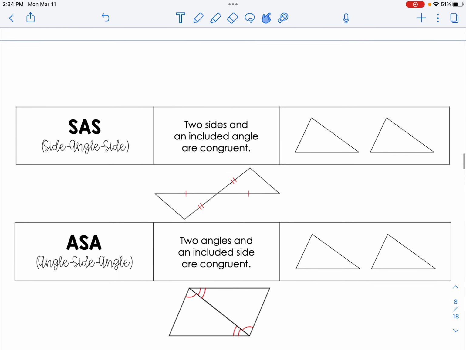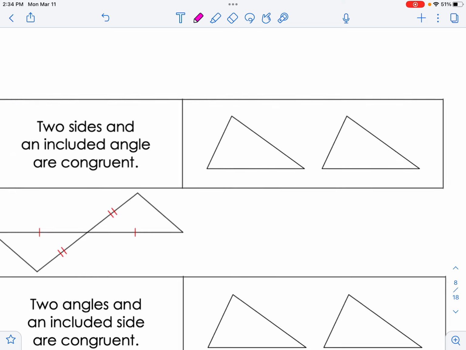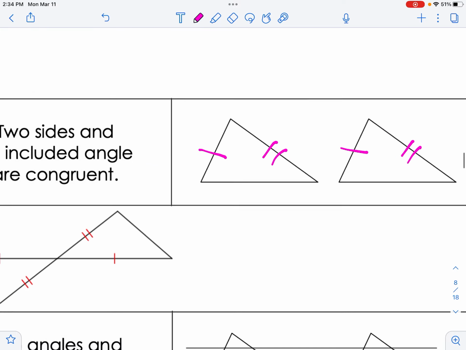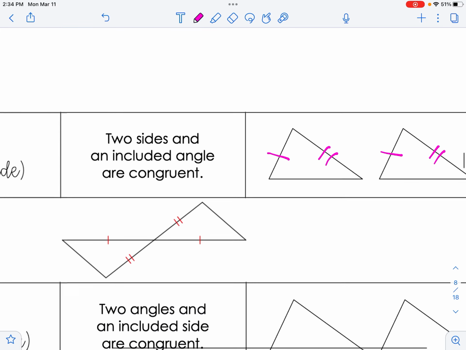The next is side, angle, side. So this says two sides and an included angle. You'll notice here that the angle is in between the two S's. So that means in between the two sides. When we say included angle here, that means it has to be in between the two sides that you're talking about. So for example, if we look at this picture, let's say I have a side here and a side here, and let's do this side maybe and this side, then the angle would have to be in between those two sides.